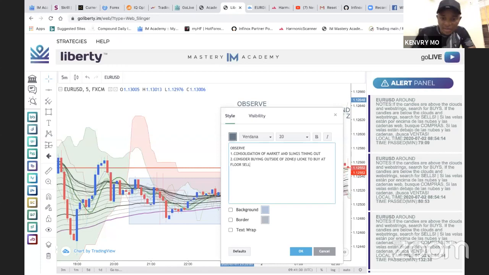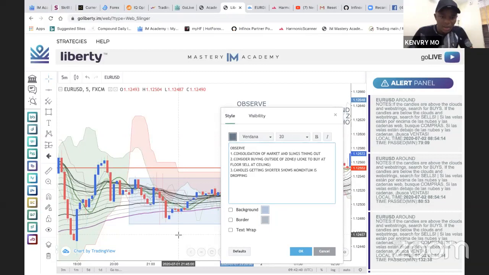Then the third thing I mentioned, candles. I'm really making it explicit, right? So that's another observation that when you're buying, the trend is moving and you begin to see candles shortening. That's a show of momentum dropping. And when momentum is dropping, what's going to happen? There's going to be a reverse. Okay. What else did I mention? What other observation?